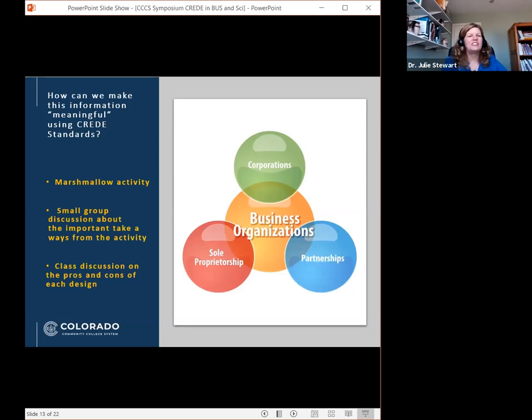And so we were able to have some small group discussion within each of those different organizational types about what worked and what didn't. And then we brought that all back together as a class and talked about the pros and cons of each of those business designs. This was really used as a scaffolding project. And so we'll talk about how that was used a little bit later on in the presentation.